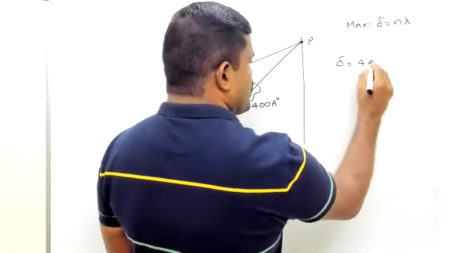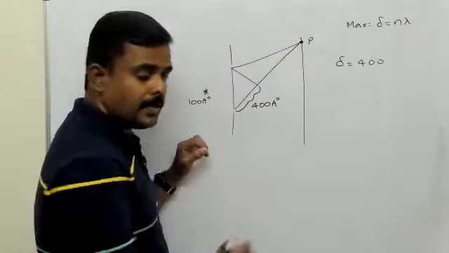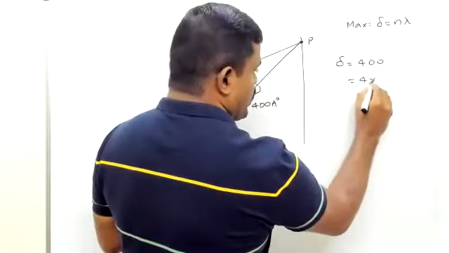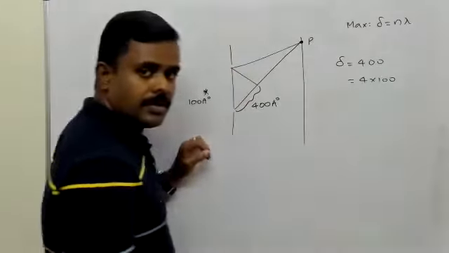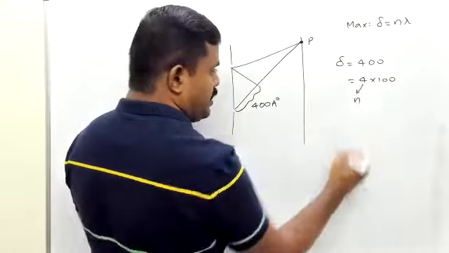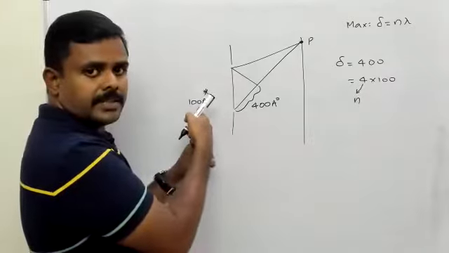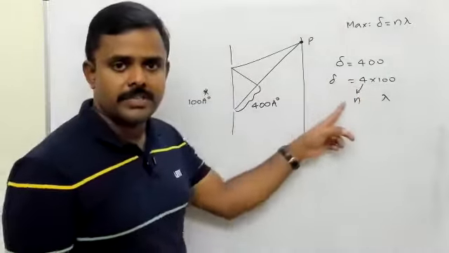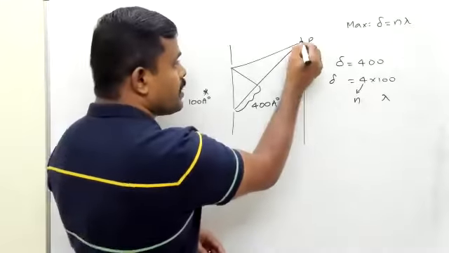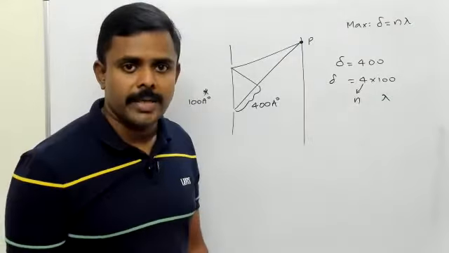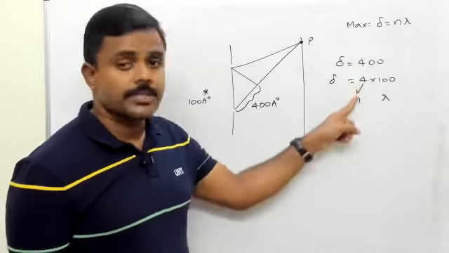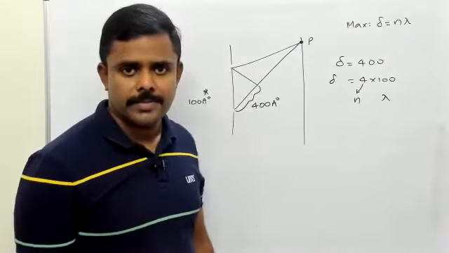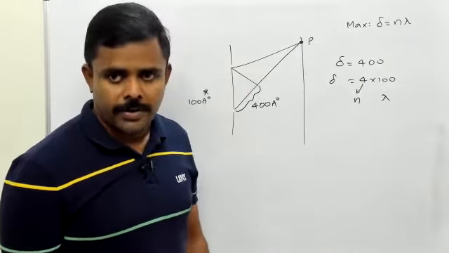The path difference is 400, right? It looks like 4 into 100. Here 4 is like n and 100 is the wavelength lambda. So it satisfies the condition for maximum, so this point is a bright band. Which bright band? n is equal to 4, which means it's the fourth bright band. Understood? If not, I'll tell you.